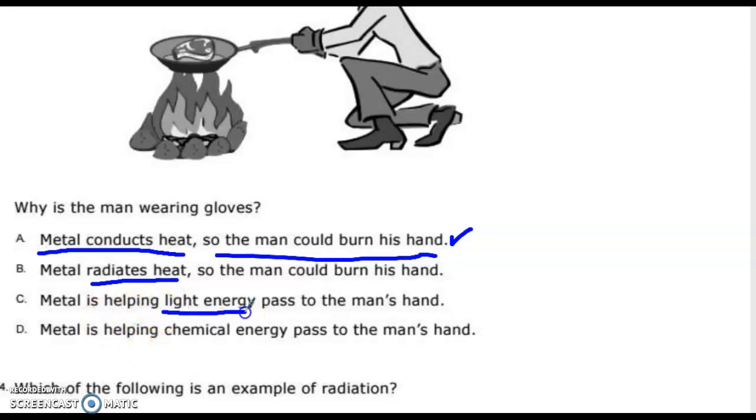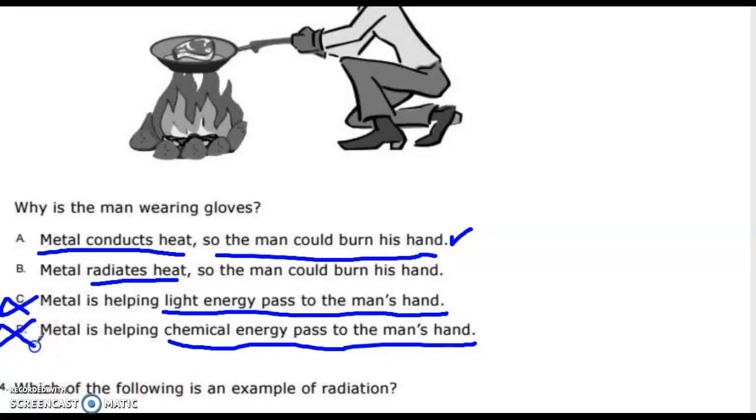Metal is helping light energy pass to the man's hand. I certainly hope no one answered C. Metal is helping chemical energy. You better not have answered D, because neither one of those make any sense. The answer is A. It's not radiation, because that's the sun and fire.